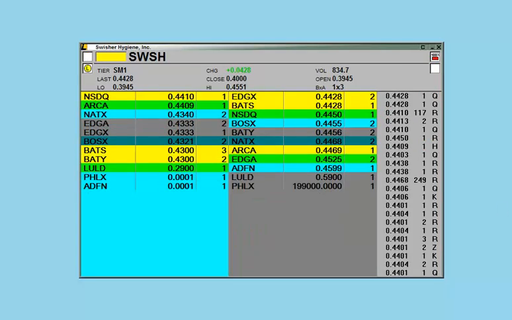Okay, so here's another one. Let me ask you this: what is the best inside bid? What is the best inside ask? If you said right here at 0.441 is the best inside bid, correct. If you said there are 2 people at the best ask who want to sell at 0.4428, you are correct. Once again, bid equals demand. Ask equals supply.